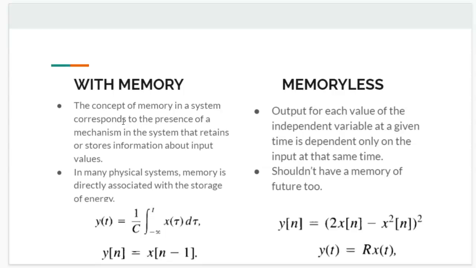Consider an example of a capacitor circuit with a resistor and a battery. This capacitor has some way of storing energy. Whatever energy you give to it, it has some capacity to store. That is actually an indicator of memory. So whenever there is memory in a physical system, it means that there is some way of storing energy associated with the system in physical form. That is the concept.